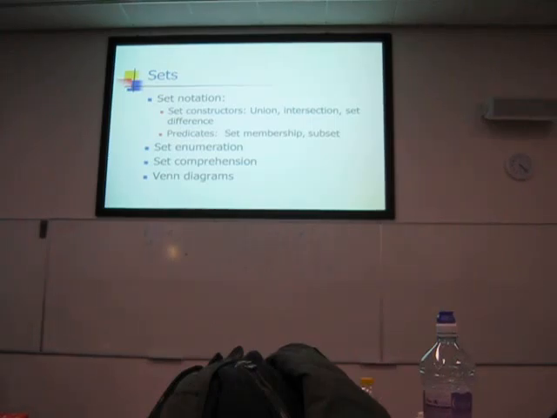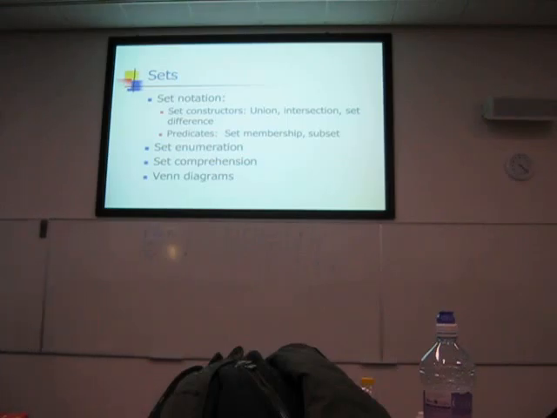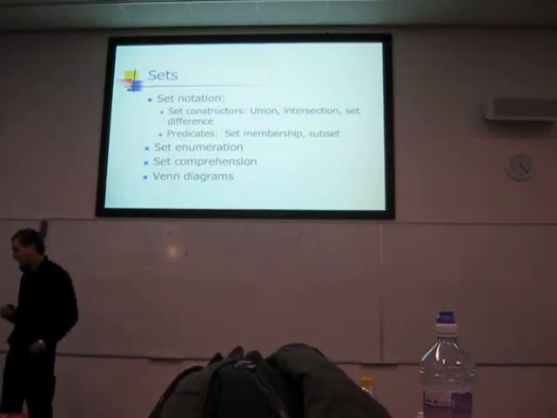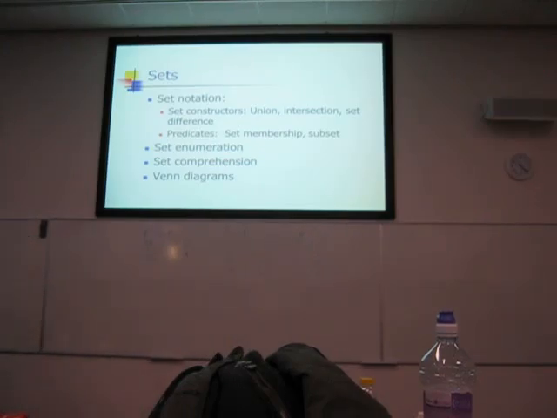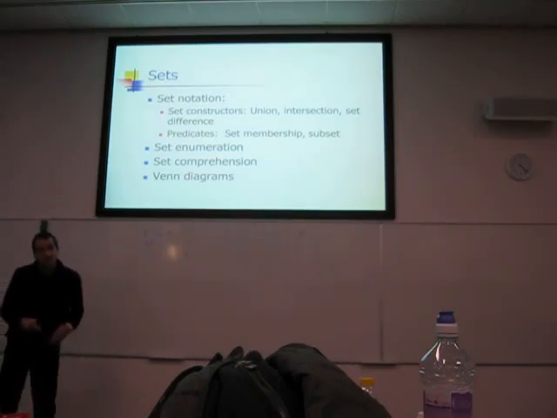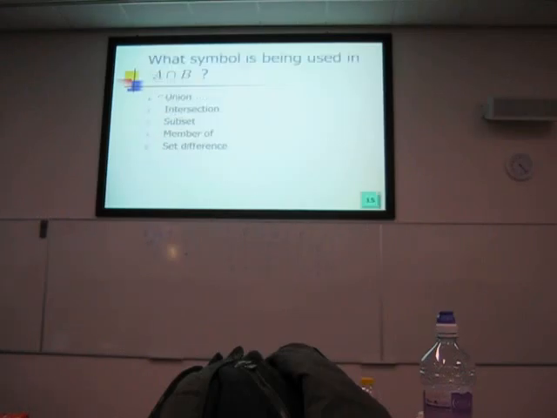We obviously looked into sets. So we've got lots of set constructions: union, intersection, differences. Also, we can use predicates to define set membership. So a set of all natural numbers that are even would be an example of that. Set enumeration, listing all the elements of a set. Set comprehension, and Venn diagrams.